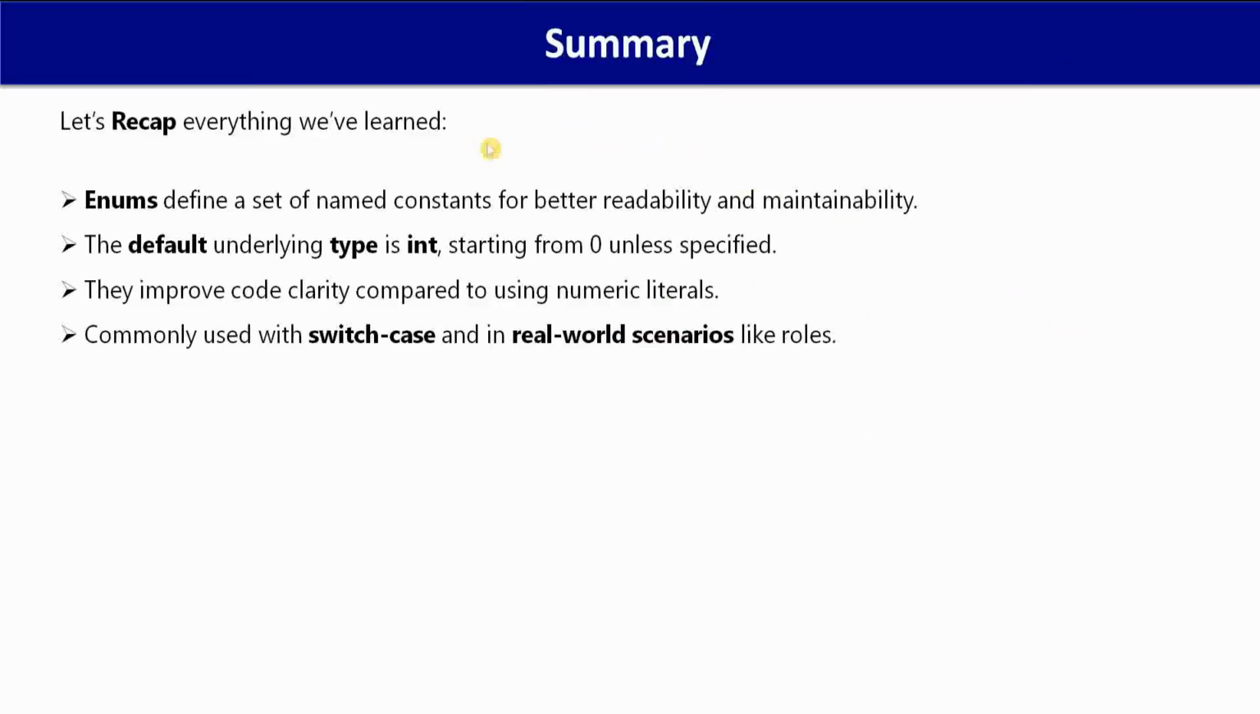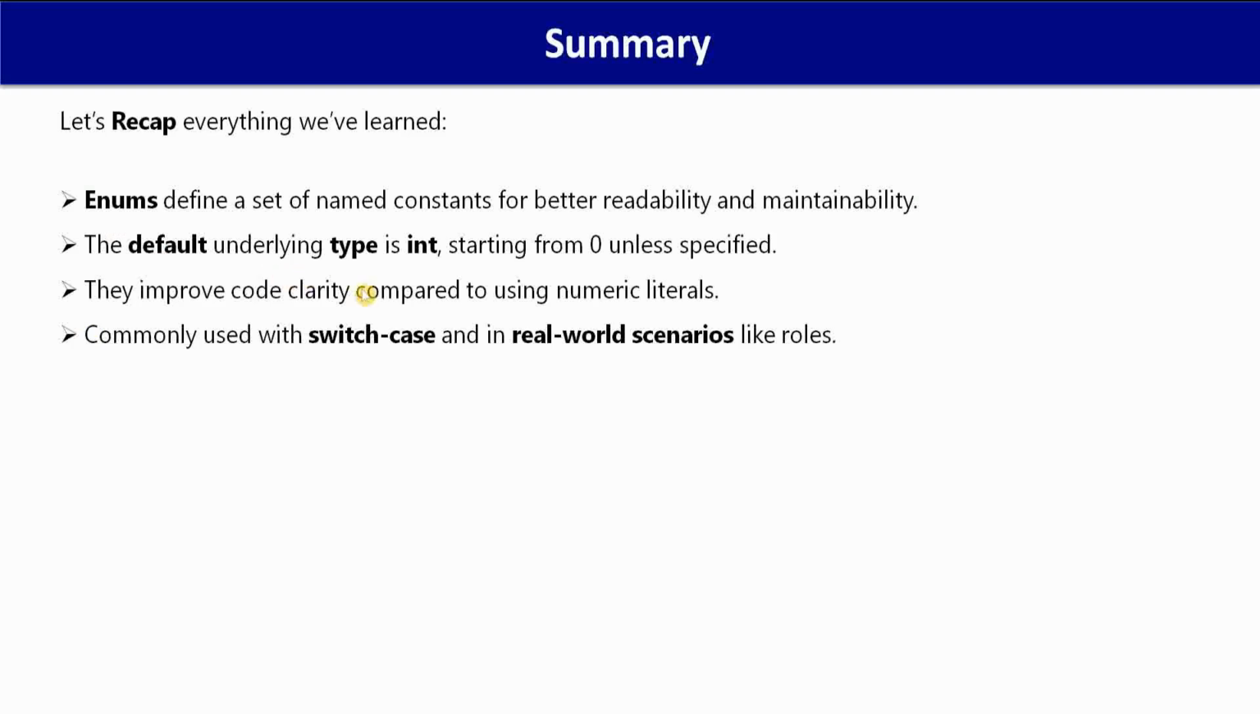Next we have today's summary. So let's revise what we learned today. Enums define a set of named constants for better readability and maintainability. So enums define named unique constant values that we can provide to the enum table, which is better for readability and maintainability. If we do not want to write the same numeric value again and again in multiple programs, we can create one enum where we specify that value and then use that common enum wherever we want. So it is more readable and more maintainable in our programs.